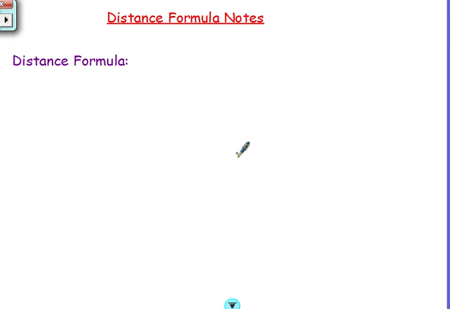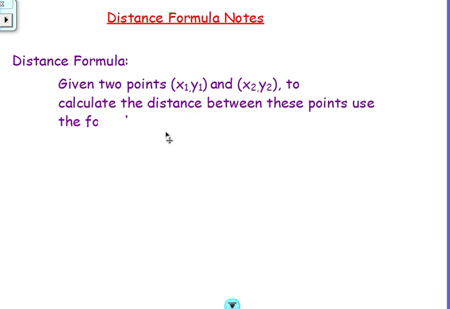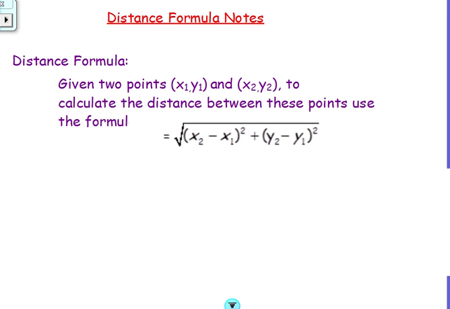So what is the distance formula? If you have 2 points, x1, y1 and x2, y2, to find the distance between these 2 points, use the formula. D equals the square root of (x2 minus x1) squared plus (y2 minus y1) squared. And so you're always trying to find how far it is from point A to point B. That's what the distance is for.